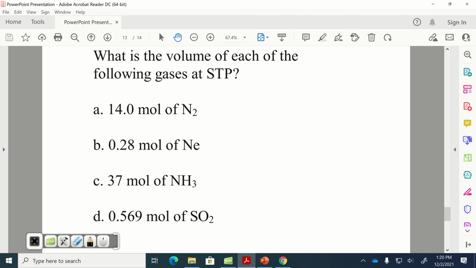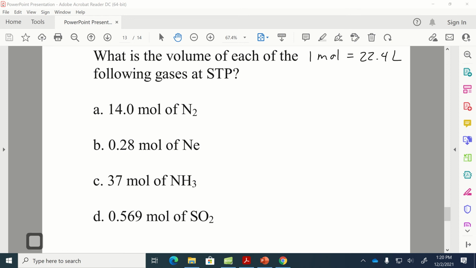Let's do a gas one. All right. Gas. What you need to remember here is 1 mole is always equal to 22.4 liters of gas, regardless of what it is. So this is like Avogadro's number 1. So I start off with 14 moles of N2. I don't care that it's N2. That's not going to make any difference.